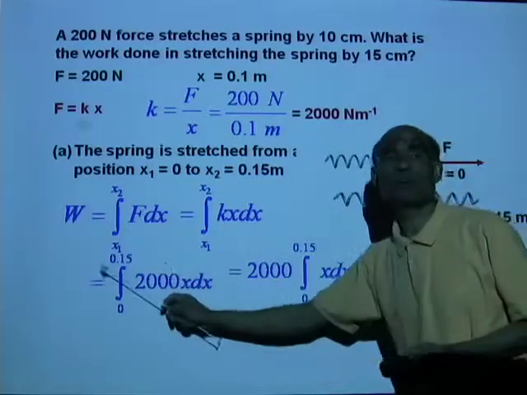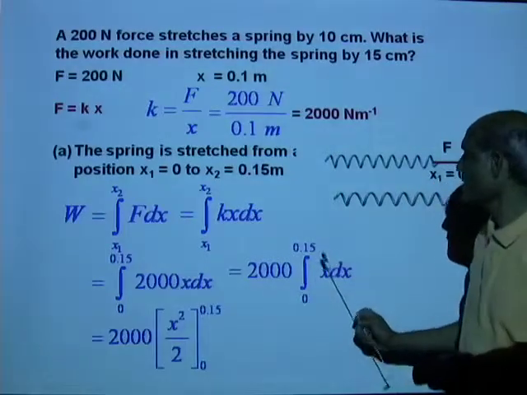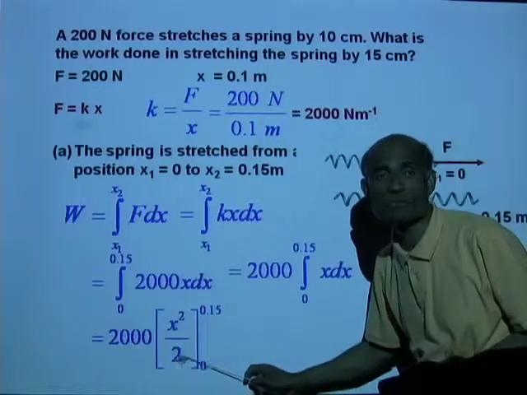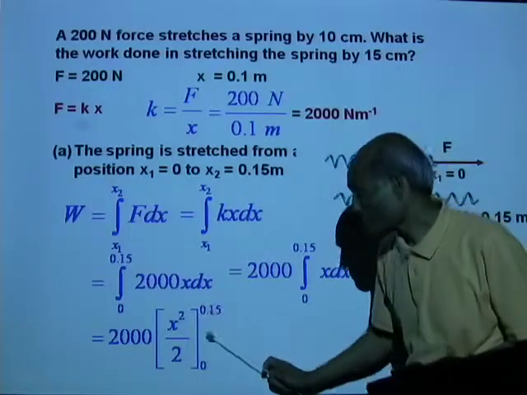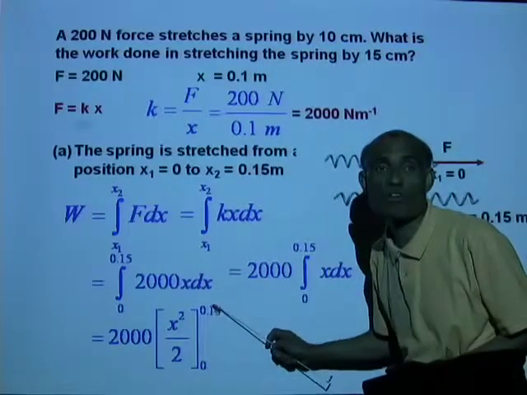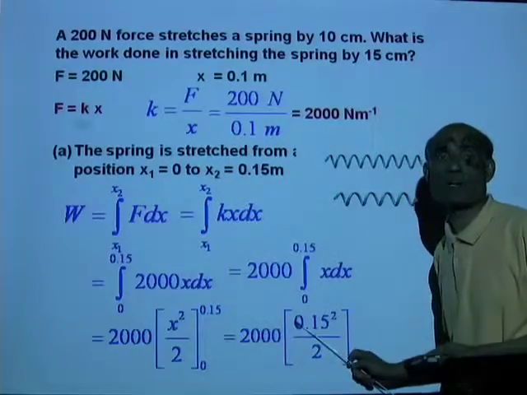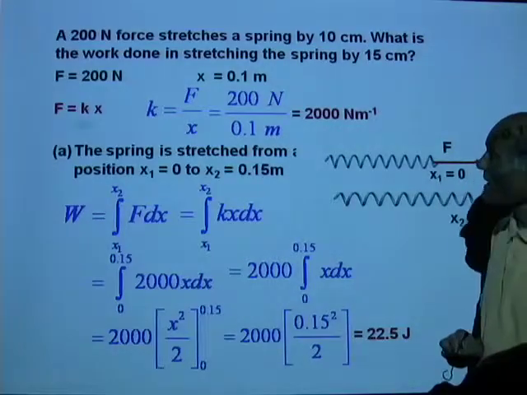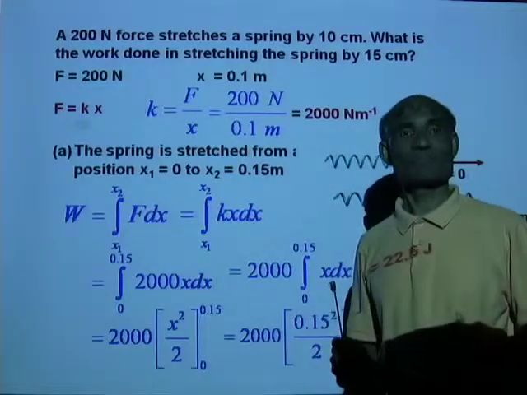That will be 2000 comes out, 2000 times integral 0 to 0.15 x dx, and x dx integrated gives you x squared over 2. Lower limit is 0, the upper limit is 0.15. Here again, the lower limit does not give you a value, so you don't need to worry about it. So, simply replace x by the upper limit. That gives you 2000 times 0.15 squared over 2. That is 22.5 joules, the amount of work that is done in this case. All right.